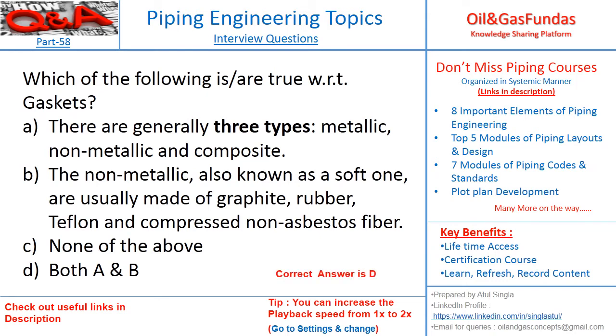The correct answer is D. Both A and B are true. There are three types of gaskets: metallic, non-metallic and composite. Okay, this is a basic thing which we need to remember.